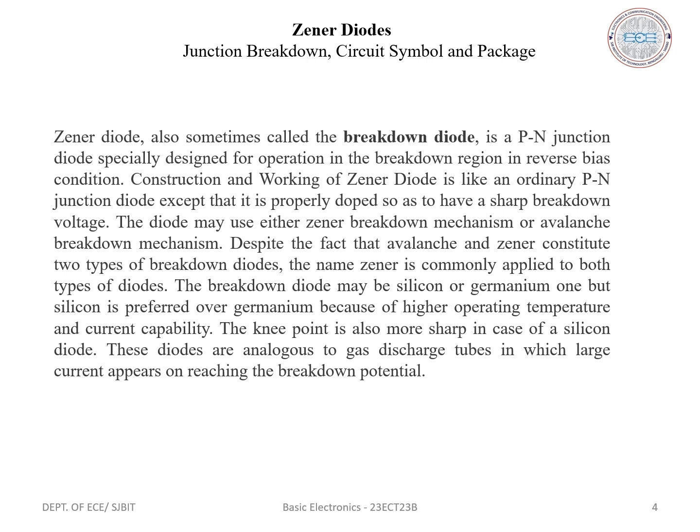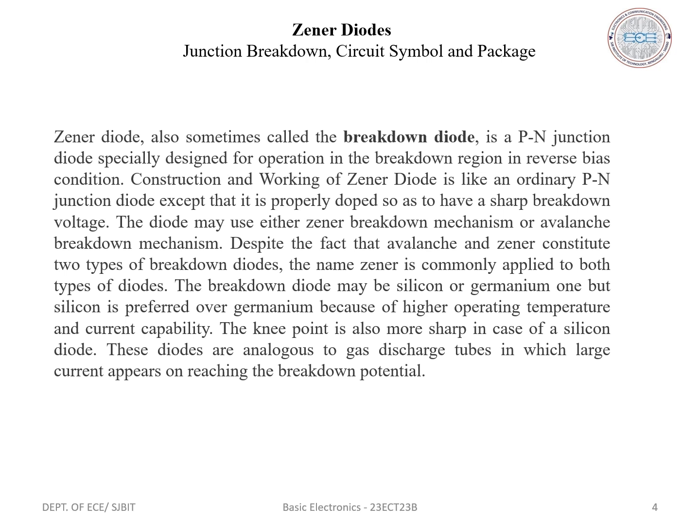Construction and working of a Zener diode is like an ordinary PN junction diode, except that it is properly doped so as to have a sharp breakdown voltage. The diode may use either the Zener breakdown mechanism or the avalanche breakdown mechanism. Despite the fact that avalanche and Zener constitute two types of breakdown diodes, the name Zener is commonly applied to both types of diodes.